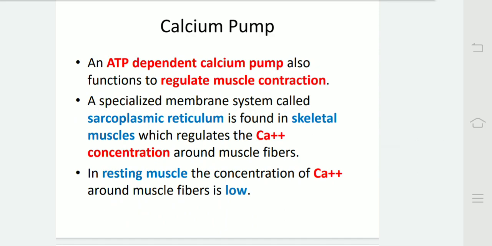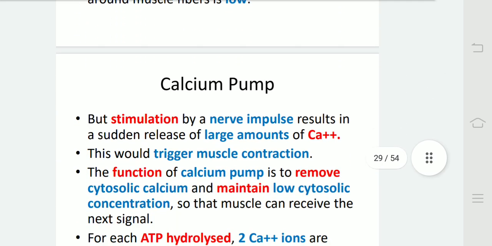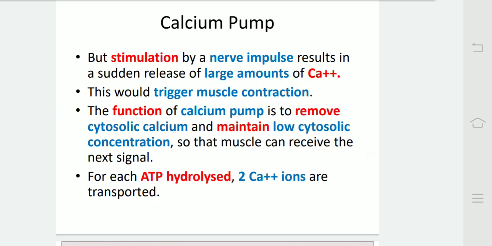Calcium pump. An ATP dependent calcium pump also functions to regulate the muscle contraction. The specialized membrane system called sarcoplasmic reticulum is found in skeletal muscles, which regulates the calcium concentration around muscle fibers. In the resting muscle, the concentration of calcium around the muscle fibers is low. But stimulation by a nerve impulse results in sudden release of large amounts of calcium. This would trigger the muscle contraction.